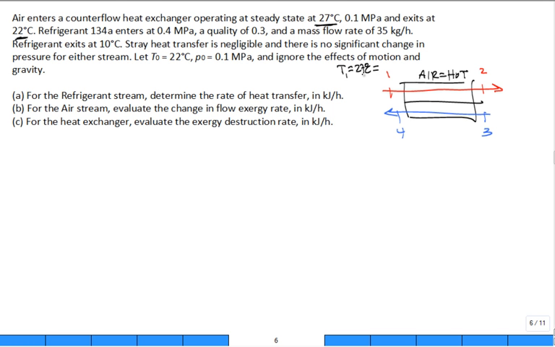If you needed to convert that right away to Kelvin, what would it be? 27 is how many Kelvin? 300 Kelvin. And it goes out T2 of 22 degrees C. What is that in Kelvin? 295 Kelvin. It was a 5 degrees C as well as a 5 degree Kelvin temperature decrease of the air through the system. It comes in at 0.1 megapascal. What is that in kilopascal? 0.1 megapascal is how many kilopascal? 100. How many bar is that?